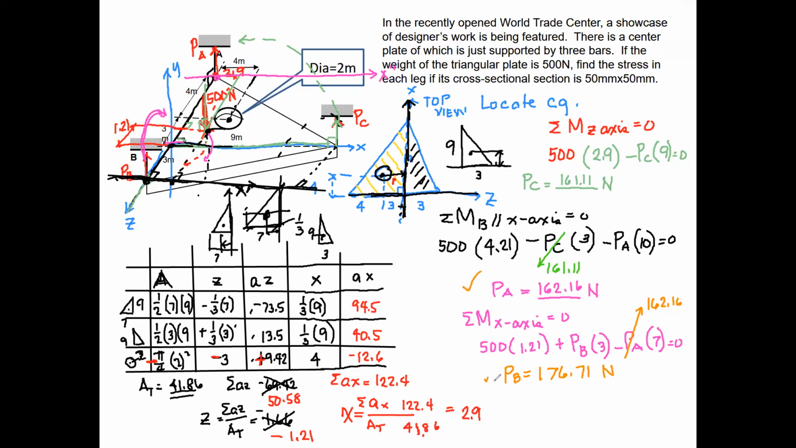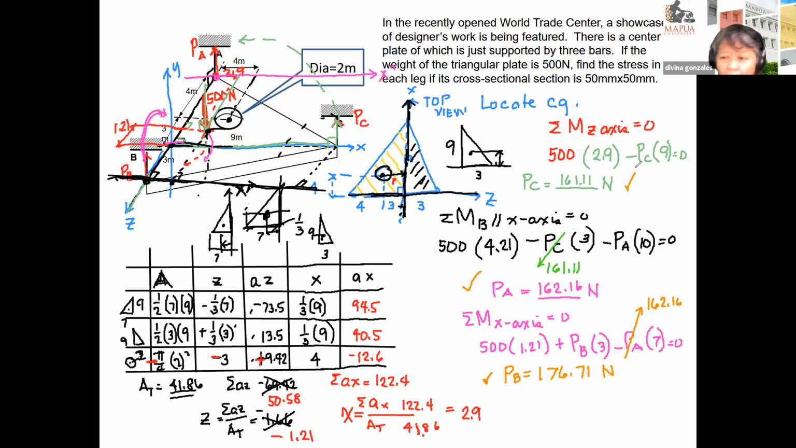Okay, so meron na tayong P of A, P of B, and P of C. So ano ba yung pinapagawa? If the weight of the triangle, find the stress in each leg. So solve for the stress in A, it's just the force. Ang A dito, 162.16 divided by the area, this is in newtons, divided by the area, which is 50 by 50. Okay, stress at B is 176.71 divided by the square section, 50 by 50. And finally, stress in C is 161.11 divided by 50 by 50.